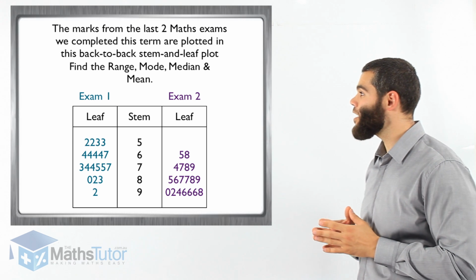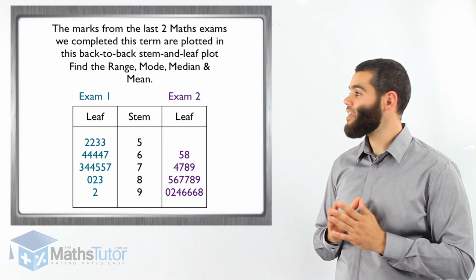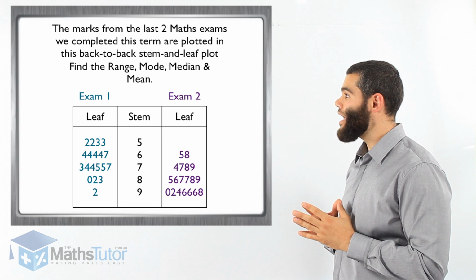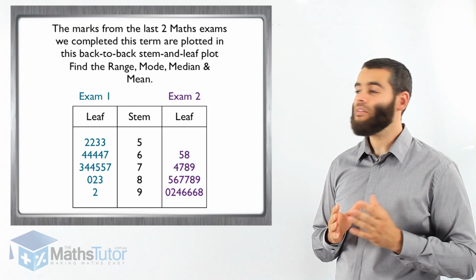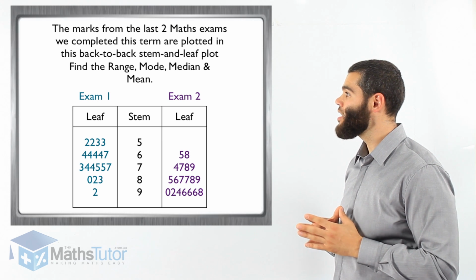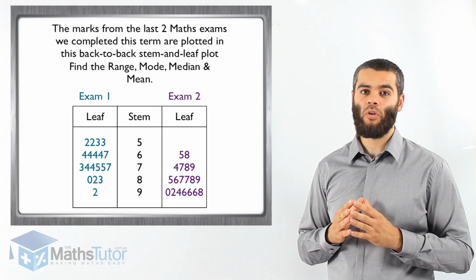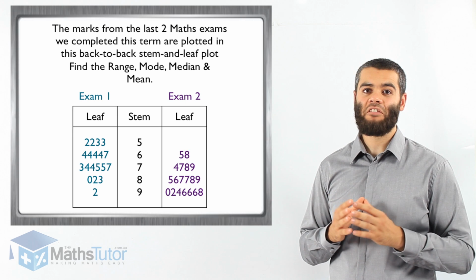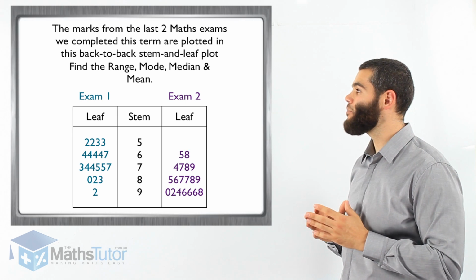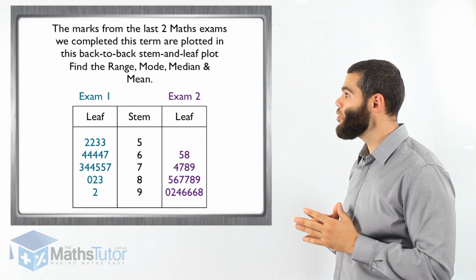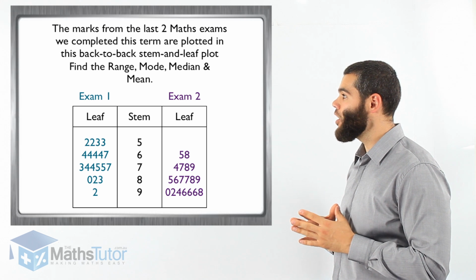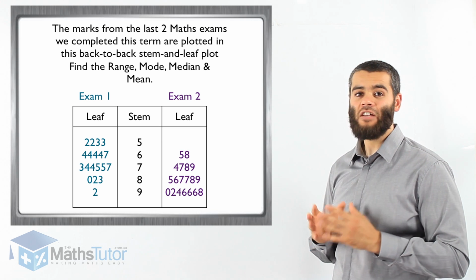We can see that the stem is right in the middle. The stem is in the middle and it is shared by the leaf from exam 1 and the leaf from exam 2. So instead of drawing two stem and leaf plots and putting them next to each other, we just draw a back-to-back stem and leaf. In blue, we have exam 1. We notice with exam 1, the marks are actually lower.